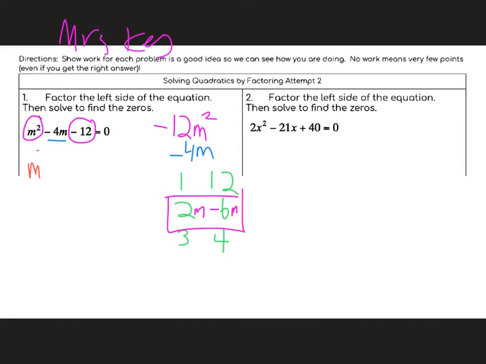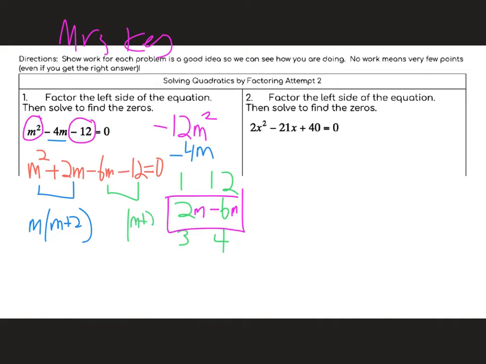I'm going to rewrite the initial equation. I'm not going to change the m squared or the 12 or the 0, but I'm going to rewrite 4m as 2m minus 6m. I'm then going to say, okay, what can I do with these two? You take out an m, you're left with m plus 2. If you want, you can say, all right, from these two I want m plus 2, so what do I need to put in front? Well, I have a negative 12, so if I multiply by negative 6, that gets me negative 12. Let's double check. Negative 6 times m is negative 6m. Negative 6 times 2 is negative 12.